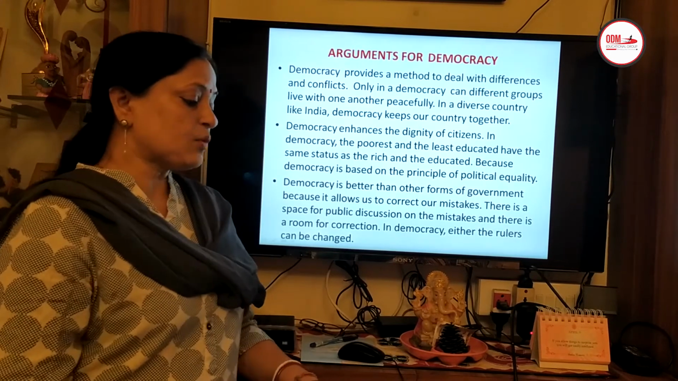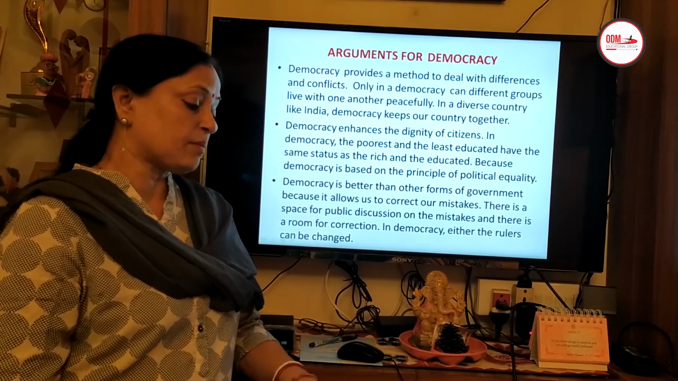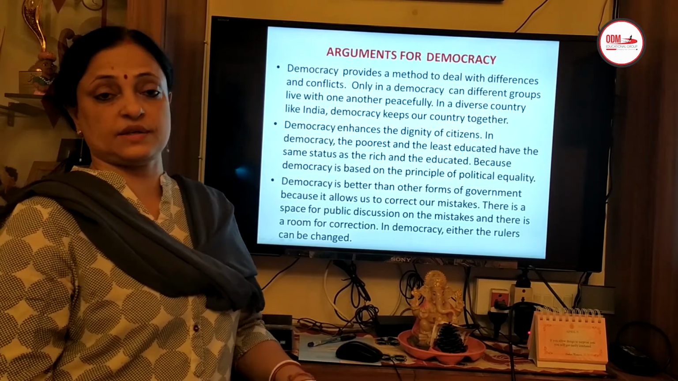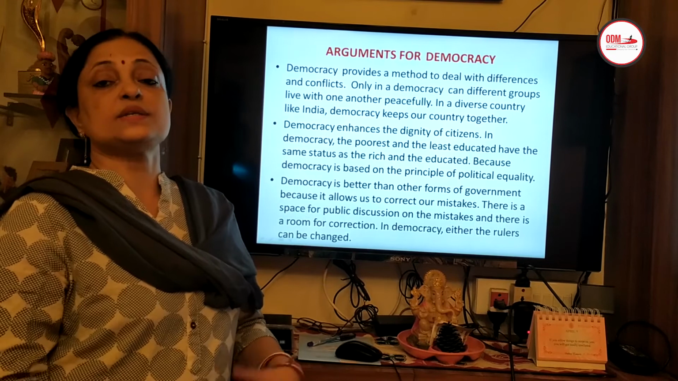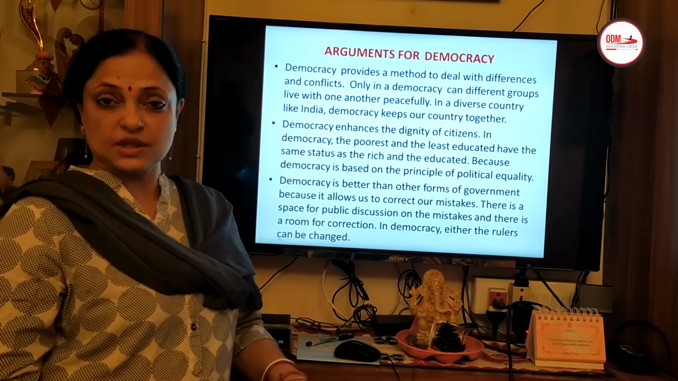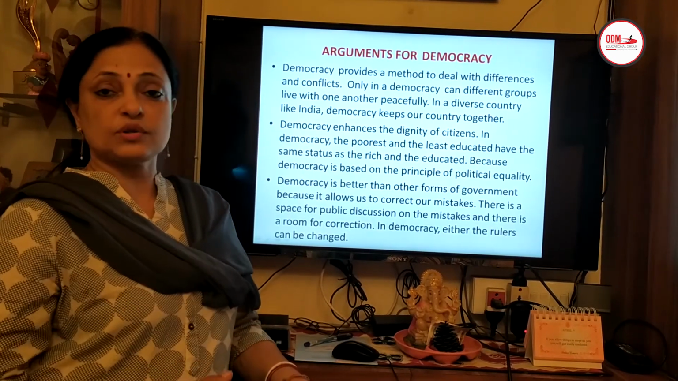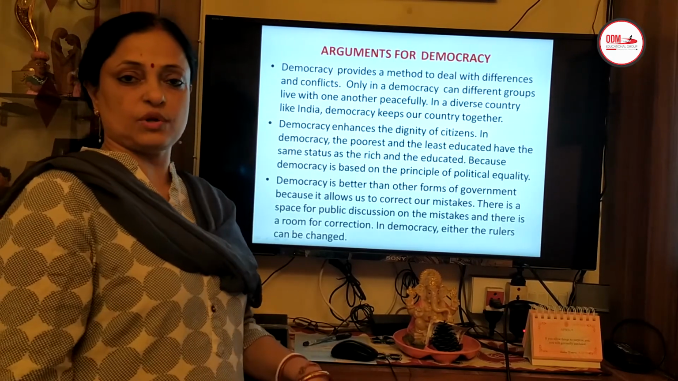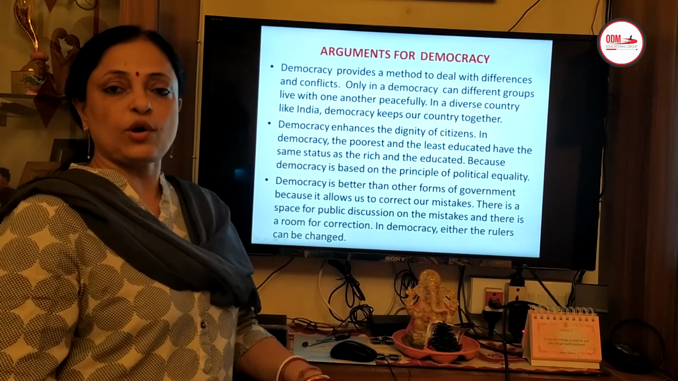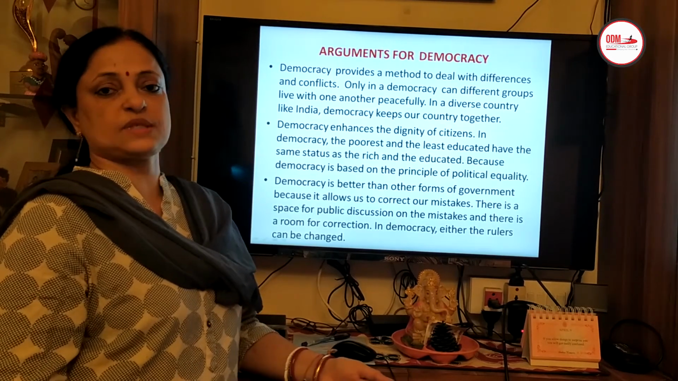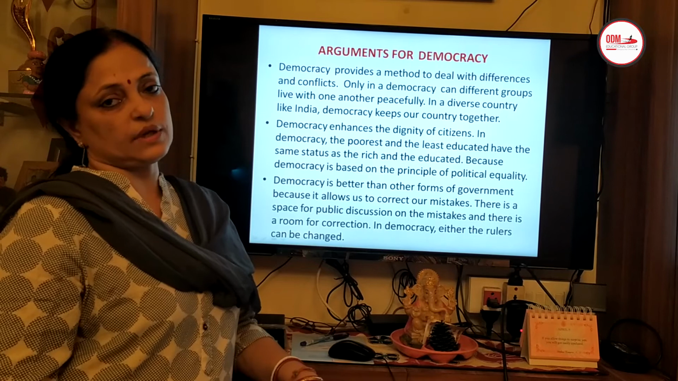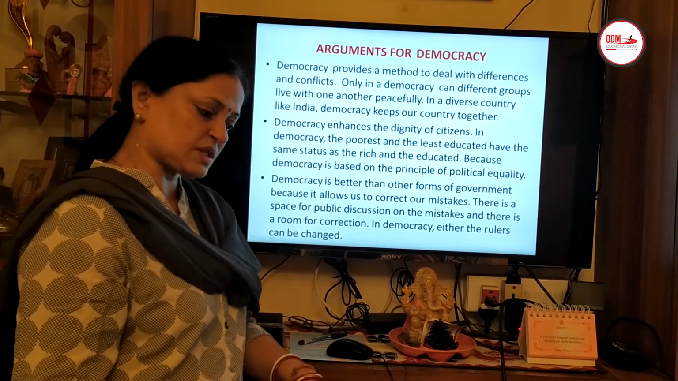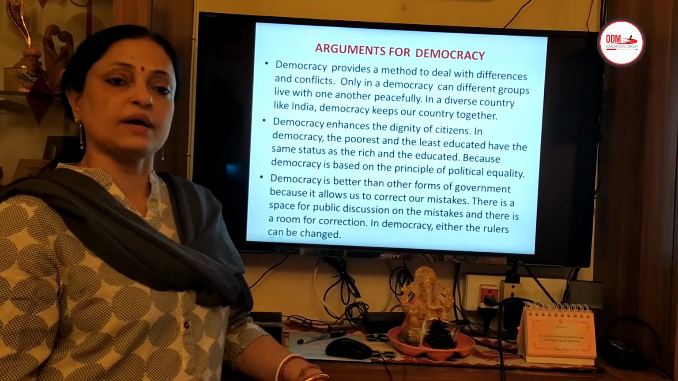Then, democracy is better than other forms of government because it allows us to correct our mistakes, on both sides. If the citizen makes a mistake in choosing the ruler, that citizen gets a chance after 5 years to choose another ruler. The government can also rectify its mistakes. So there is space for public discussion on the mistakes, and room for correction.